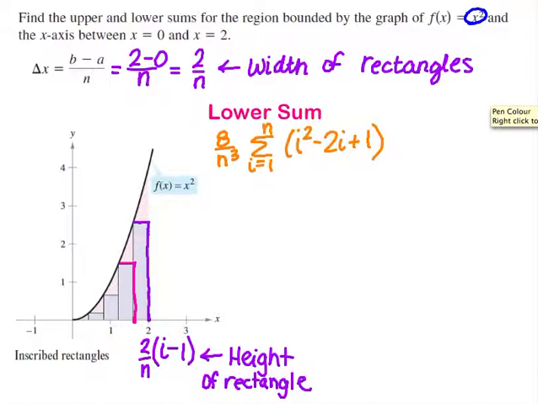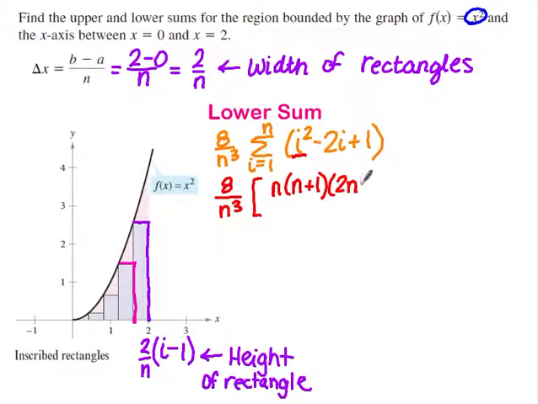Now, what we're going to do here is utilize those summation formulas that we learned two days ago. Okay, this is the sum of i squared. This is the sum of negative 2i. This is the sum of 1. So the sum of i squared, if you remember, was n times n plus 1 times 2n plus 1 all over 6.